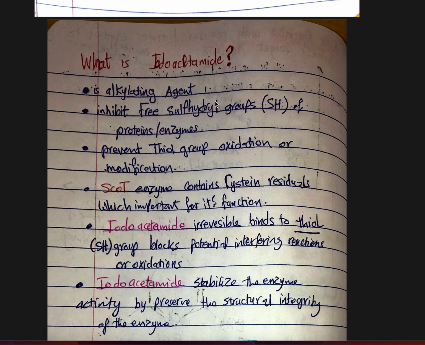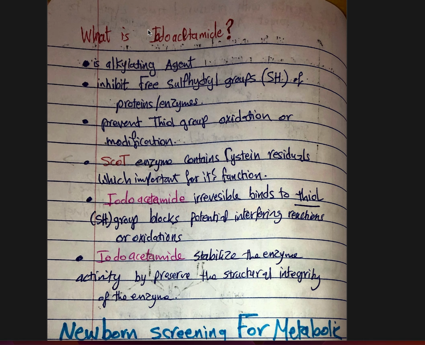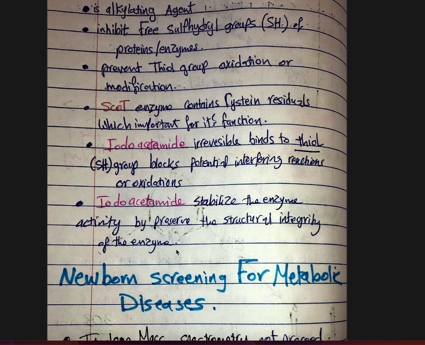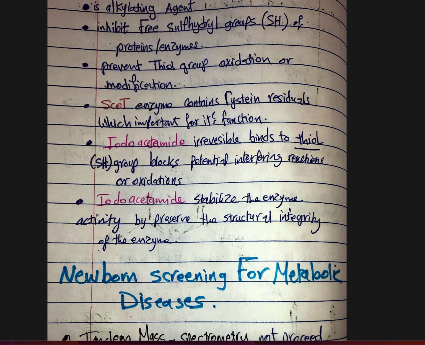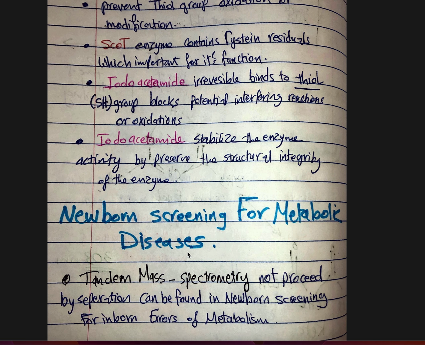Now we're talking about another substance called iodoacetamide, which is an alkylating agent that inhibits free sulfhydryl groups of proteins and prevents thiol group oxidation or modification. The SCOT enzyme contains cysteine residues, which are important for its function. Iodoacetamide irreversibly binds to the thiol group, blocking potential interfering reactions or oxidation. Iodoacetamide stabilizes the enzyme activity by preserving the structural integrity of the enzyme.